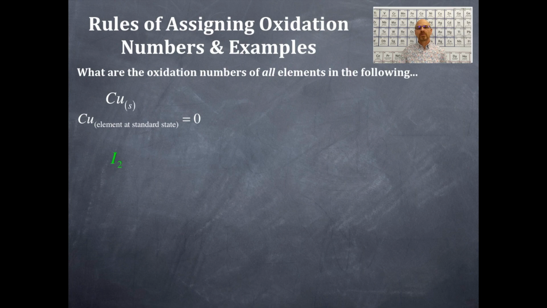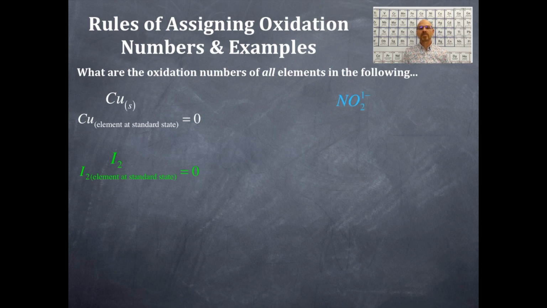Now iodine is one of the 7 diatomic elements that we have. Okay, and iodine in its standard state would actually be a solid. So if iodine is diatomic in its solid state, then you would expect that it's an element in its standard state and it would have an oxidation number of 0. It's not combined with another element. Hopefully those make sense for you.